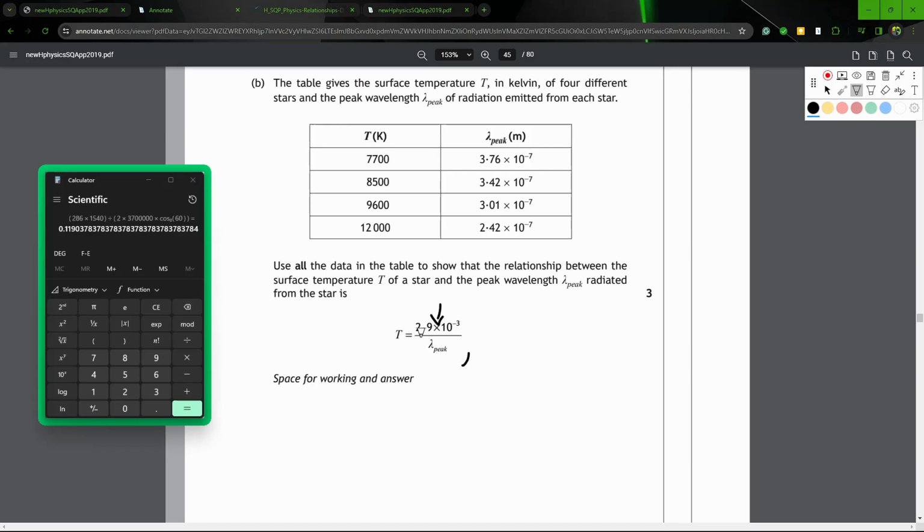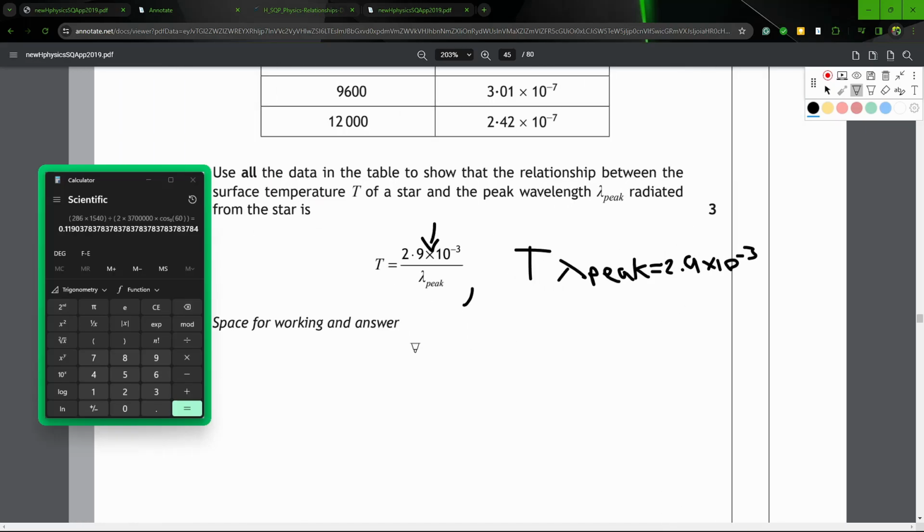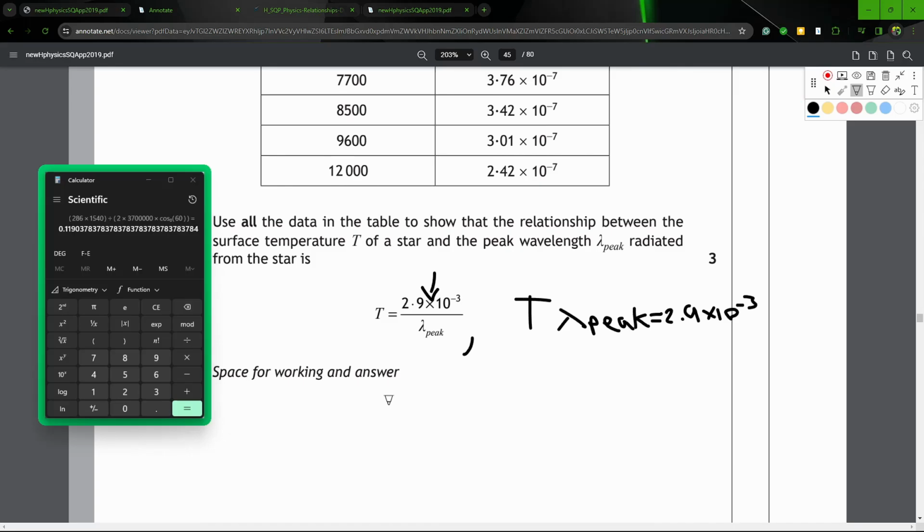But first thing I want to do is make this, which appears to be a constant, right? 2.9 times 10 to the minus 3. So if we can make it as the constant equals something, and then we can just run that calculation a billion times. So let's go and rearrange this. So that means T lambda peak equals 2.9 times 10 to the negative 3. Okay, that's cool. So then let's just run through all these.